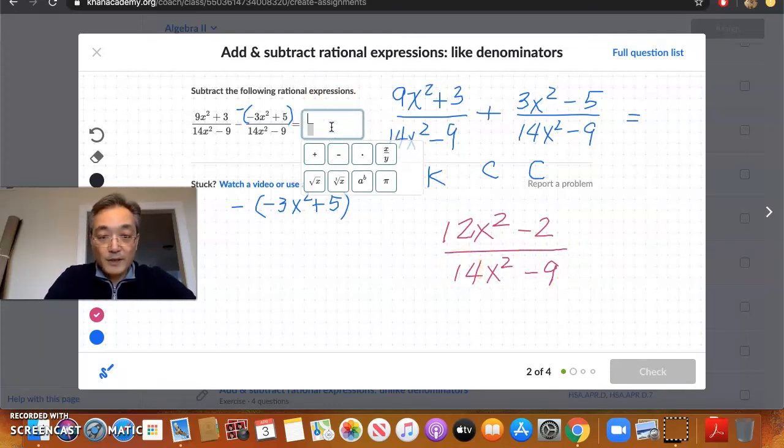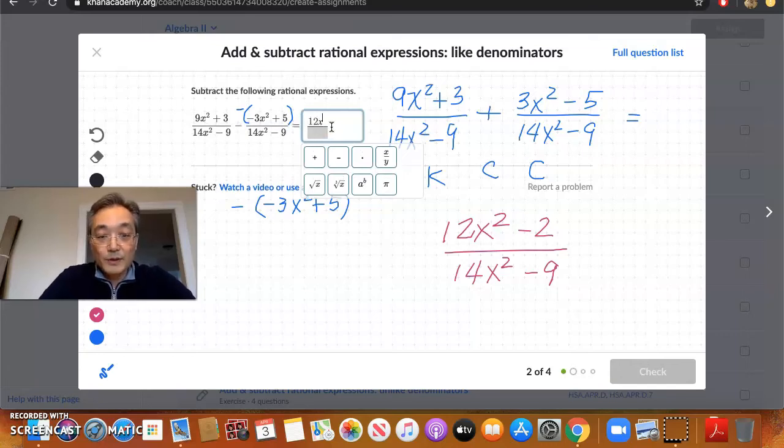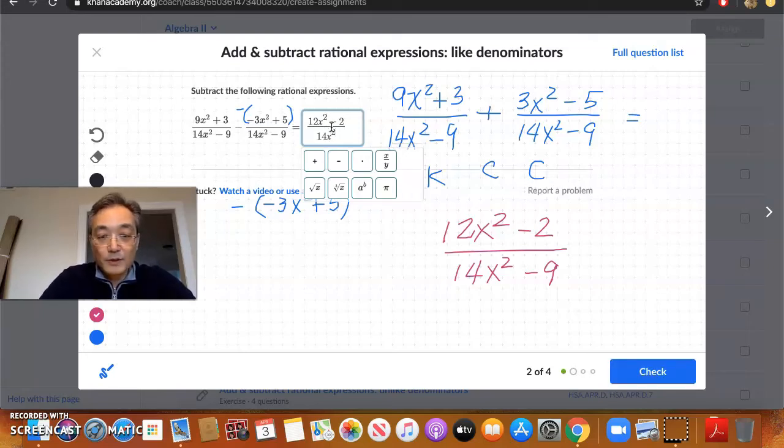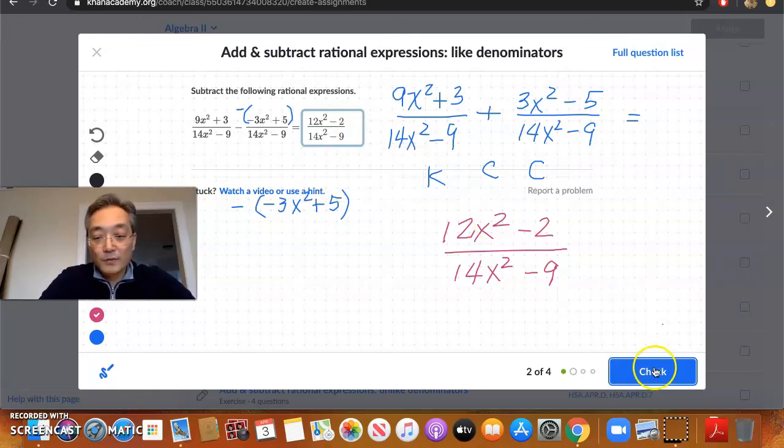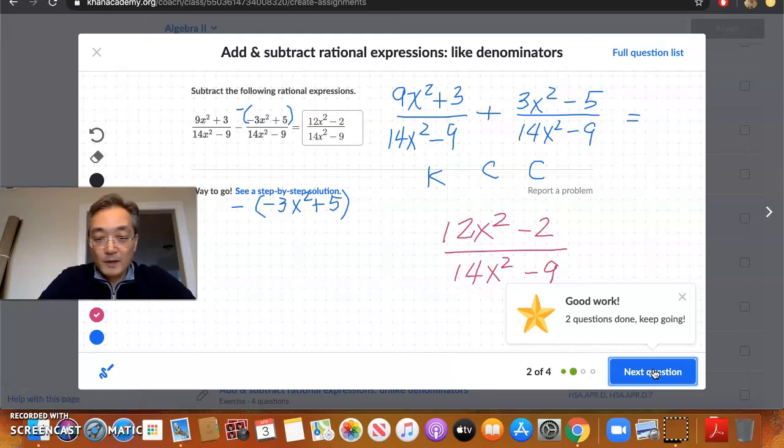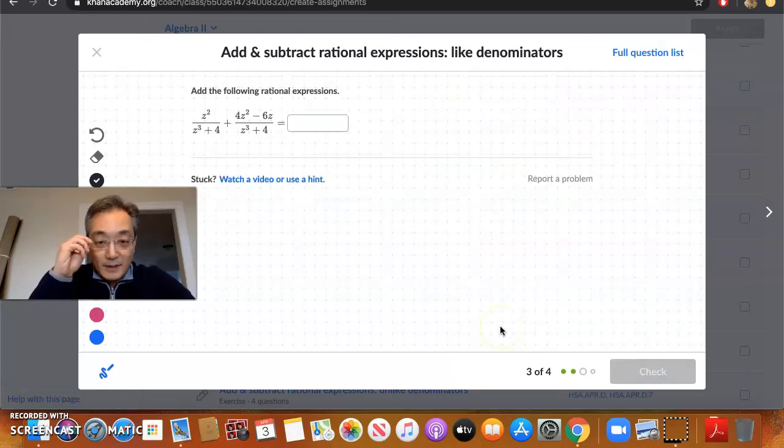Go up here, again the division symbol first, 12x squared minus 2 all over 14x squared minus 9. Okay, and hopefully that is correct. All right, guys? Okay, good. So maybe we can finish this up if we're lucky. Let's go on to our next problem here.